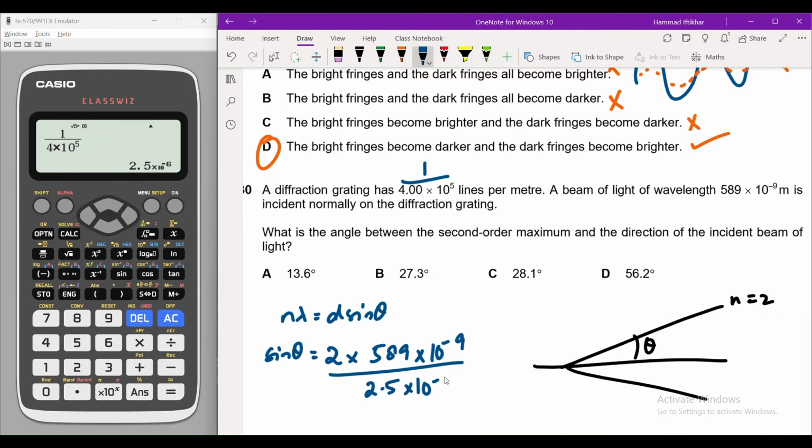2.5 × 10^-6. Now let's put this all under sine inverse. So 2 times 589 divided by 2.5 times 10 raised to power minus 9 plus 6, that is simply minus 3. So that's 28.1.